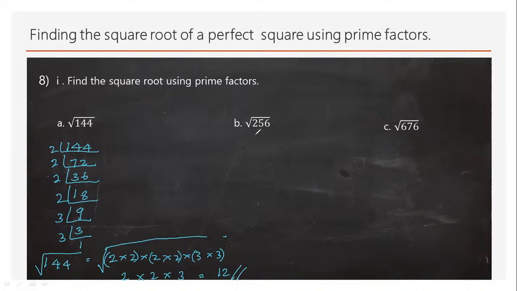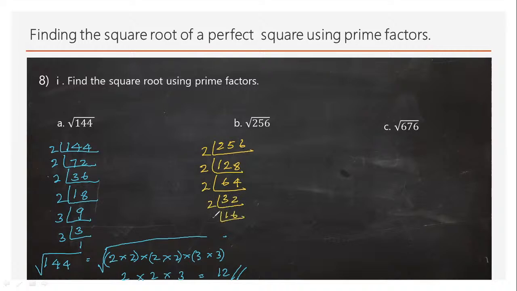Now I will do this one, 256. 256 divided by the smallest prime number 2 is 128. Again divide by the smallest prime number 2. Then the answer is 64. Again divide by 2, 32. Again divide by 2.